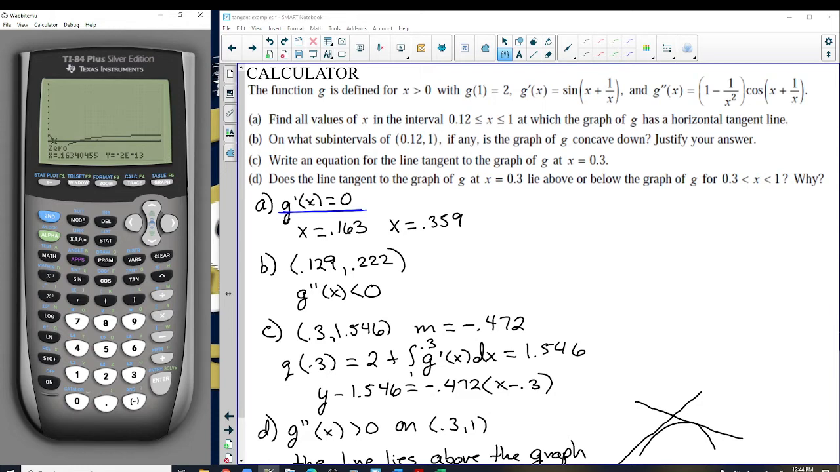Part B: on what subintervals of 0.12 to 1, if any, is the graph of g concave down? Well, now we're looking at the second derivative, and I put that into y2. So I'll turn that one off, turn that one back on. And for this one, I wanted to go from 0.1 and graph it.